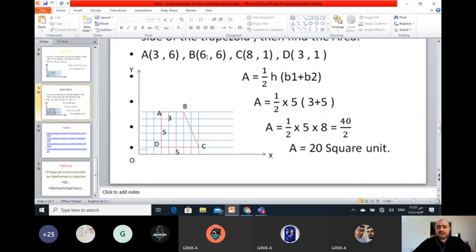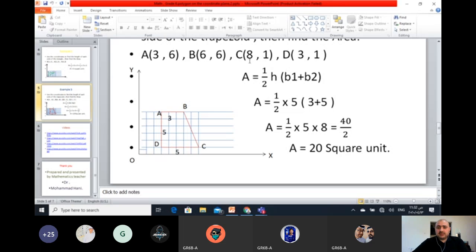B, 6, 6. 6 in x, 6 in y. So 1, 2, 3, 4, 5, 6. Here, 6 in x. Then go up 6 units. 1, 2, 3, 4, 5, 6. This is B. Then we have here C, 8, 1.